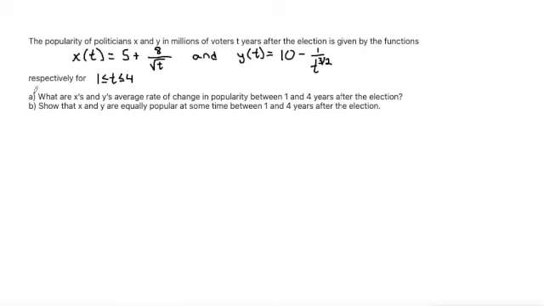So we have part A and part B of the problem, but in this video I'm just going to do part B. Part B asks us to show that x and y are equally popular at some time between 1 and 4 years after the election. So what we're trying to do here is show that these two functions are equal at some time, but we don't necessarily have to find what that precise time is.